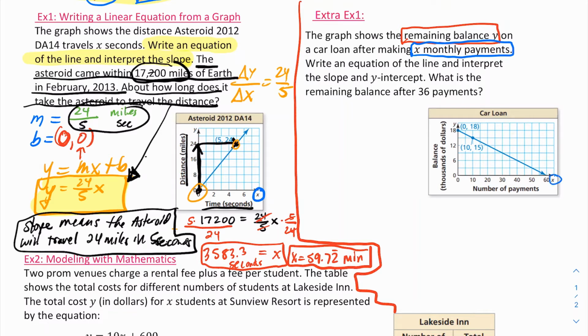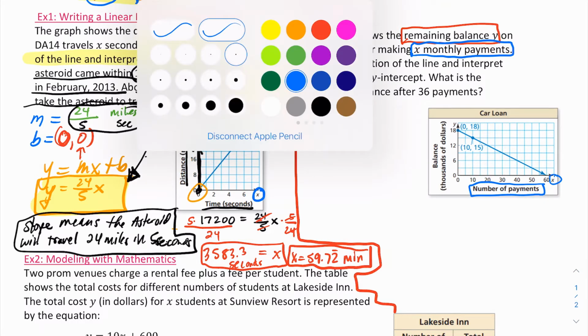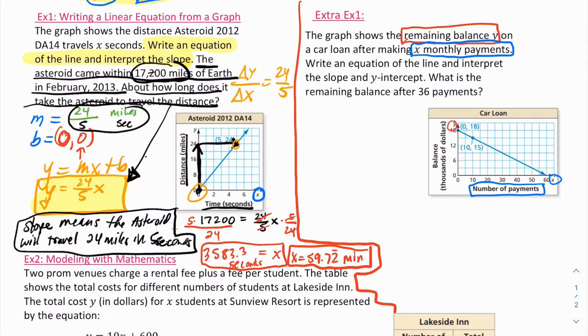So X stands for the number of monthly payments that we've made, and Y stands for the remaining balance in thousands of dollars. So that doesn't mean $6, $12, and $18. It means 6,000, 12,000, 18,000. They just write it like this because there's not enough room on the y-axis to write the full number. So write the equation of the line and interpret the slope and the y-intercept.